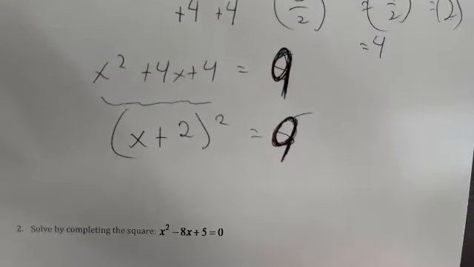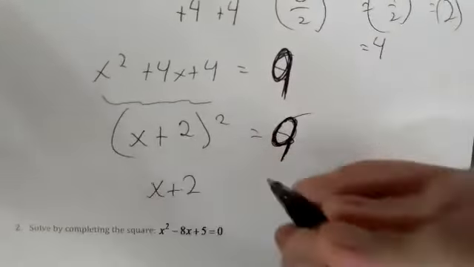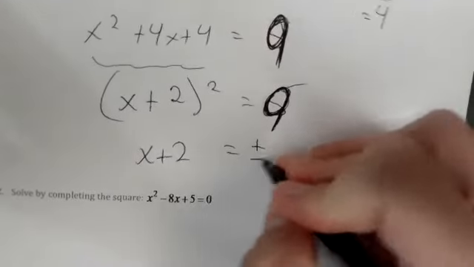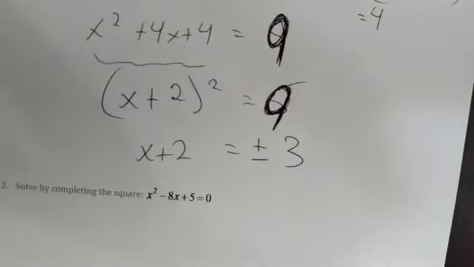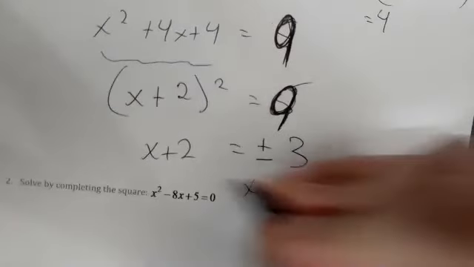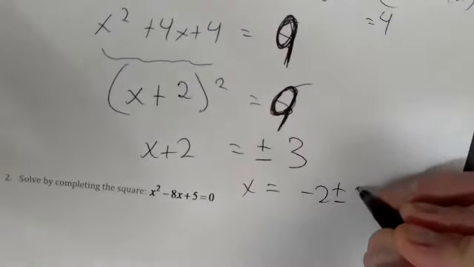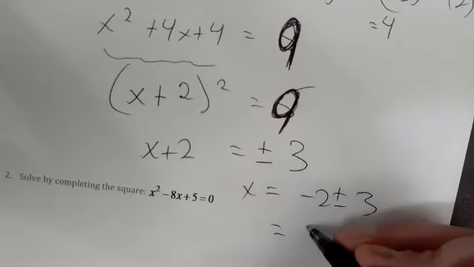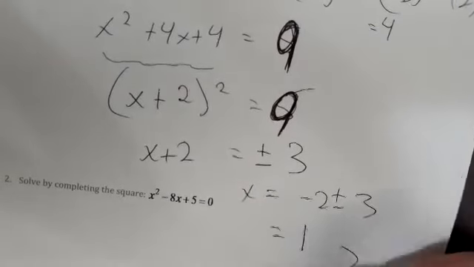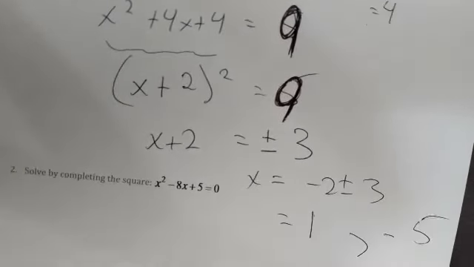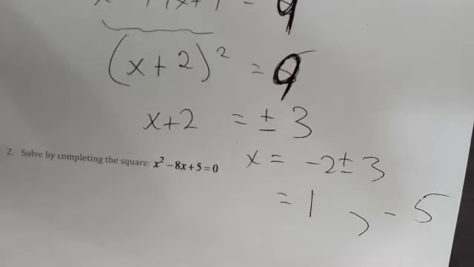So now we want to take the square root of both sides. So this is x plus 2. This is the square root of 9. But anytime I take the square root of a variable, I have to do plus or minus. So what this looks like is that I have x equals minus 2 plus or minus 3. So minus 2 plus 3 is going to give me 1. And then the other thing would be minus 2 minus 3 gives me minus 5. So my two solutions are 1 and minus 5. Okay.